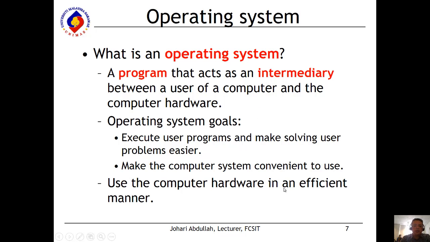And the last one, when we have the hardware, it has to be used in an efficient manner, and the operating system allows you to do this.